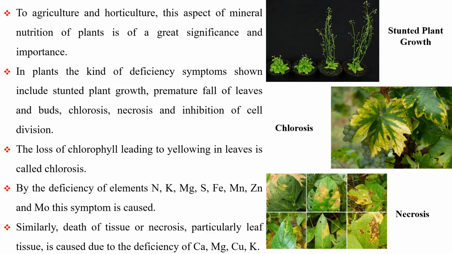In plants, the kinds of deficiency symptoms shown include stunted plant growth, premature fall of leaves and buds, chlorosis, necrosis, and inhibition of cell division. The loss of chlorophyll leading to yellowing in leaves is called chlorosis. By the deficiency of the elements nitrogen, potassium, magnesium, sulfur, iron, manganese, zinc, and molybdenum, this symptom is caused. Similarly, death of tissue or necrosis, particularly leaf tissue, is caused due to the deficiency of calcium, magnesium, copper, and potassium.